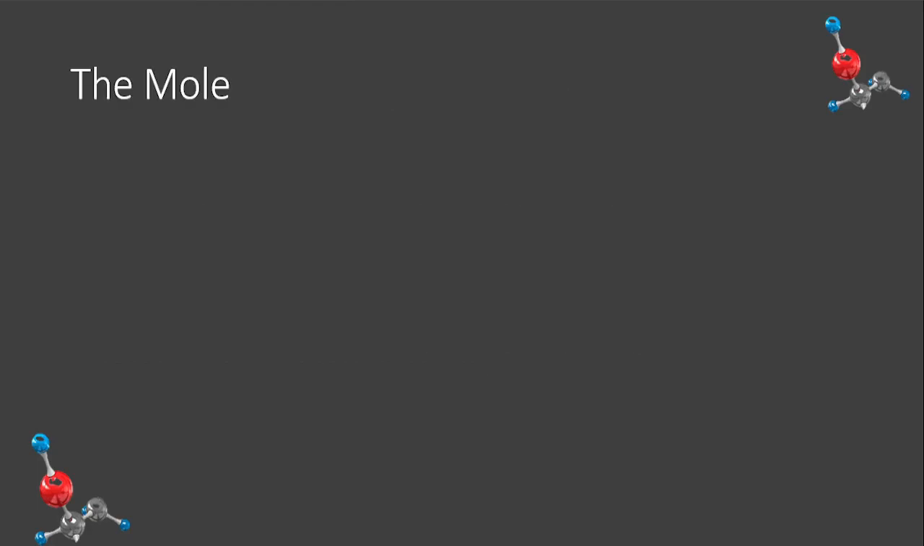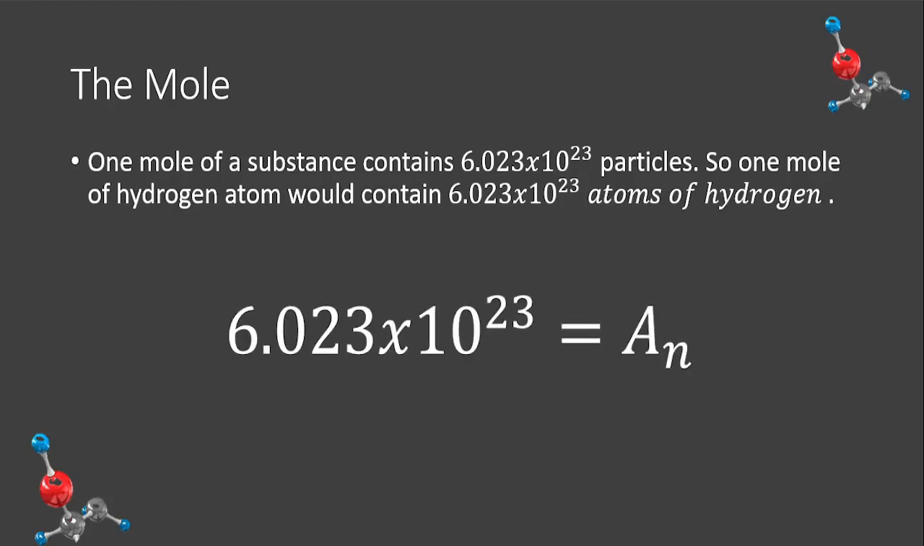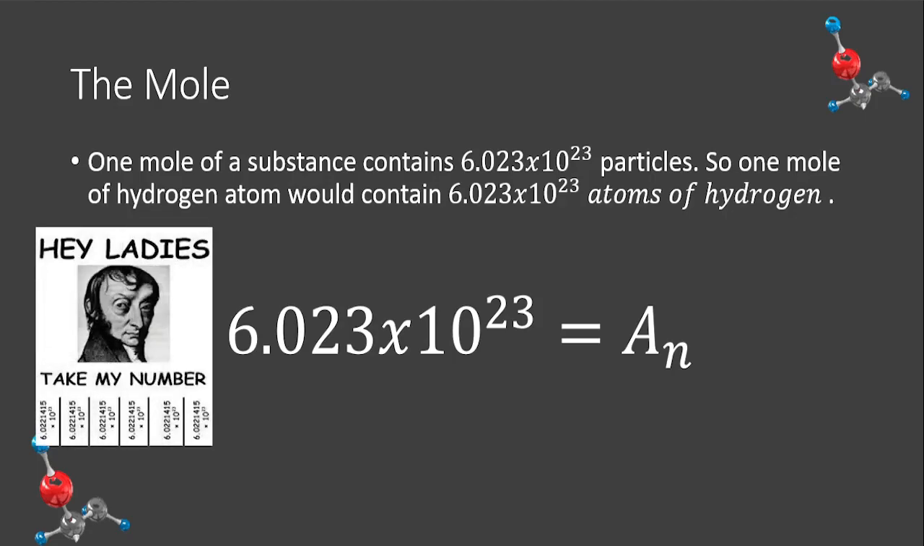The mole. 1 mole of a substance contains 6.023 times 10 to the 23 particles. So 1 mole of hydrogen atoms would contain 6.023 times 10 to the 23 atoms of hydrogen. 6.023 times 10 to the 23, denoted by N sub A, is known as the Avogadro's number.